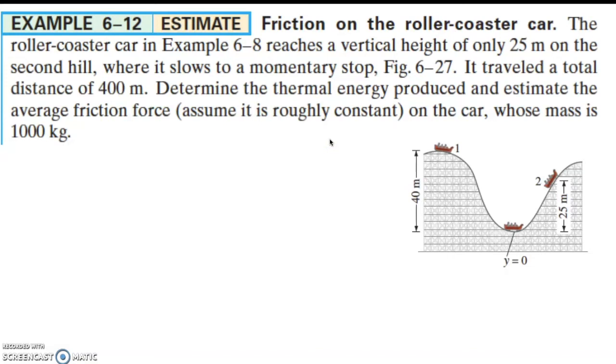So here's an example. We've got friction on a roller coaster car. So we've got a roller coaster car that's up here, all right? And it drops and then comes back up to a height of 25 meters. It traveled a total distance of 400 meters. We want to determine the thermal energy produced and estimate the friction force. Again, it's rough. And then the car's mass with the people in it is 1,000 kilograms. Do it now.